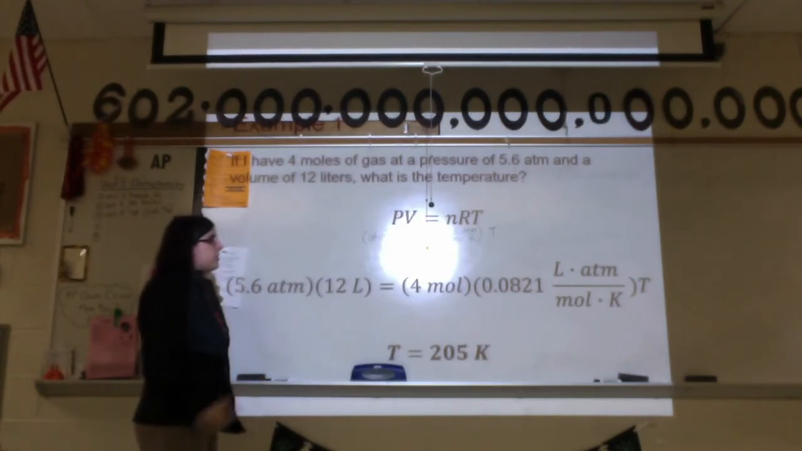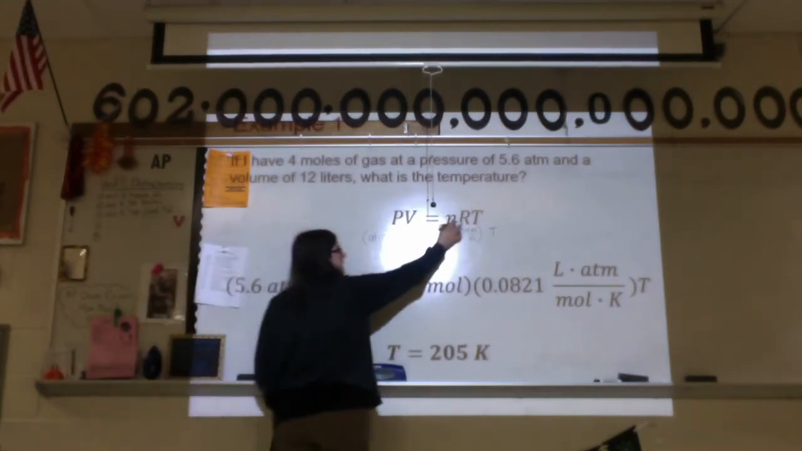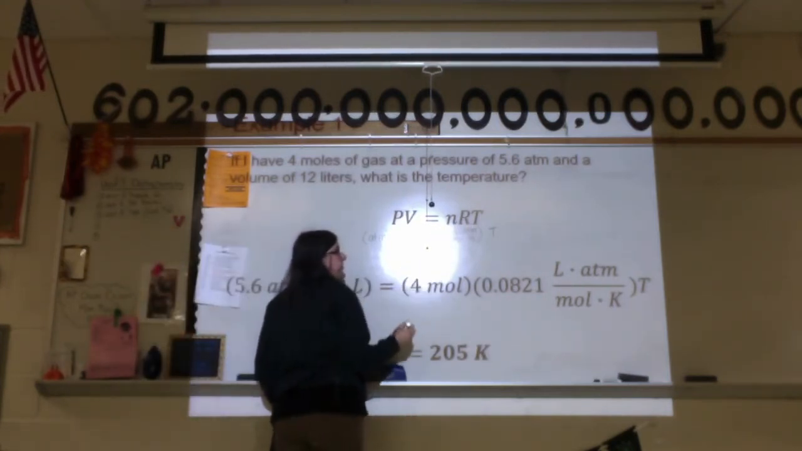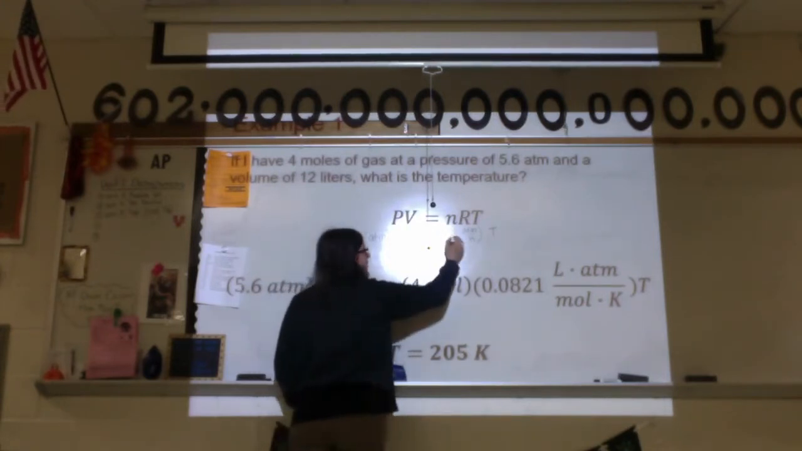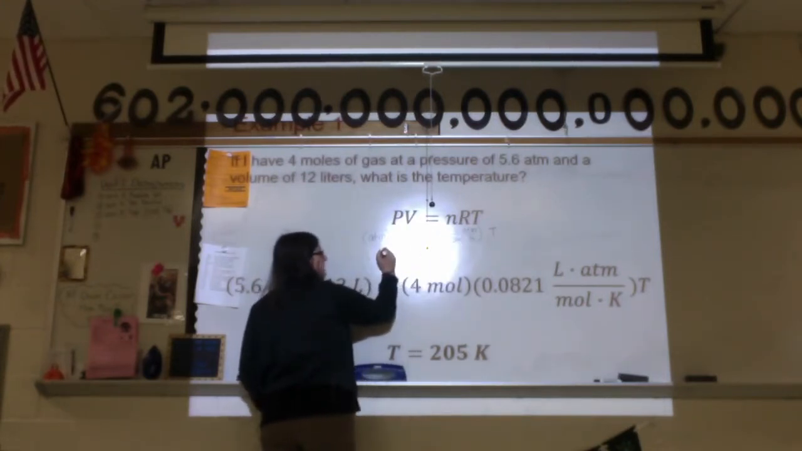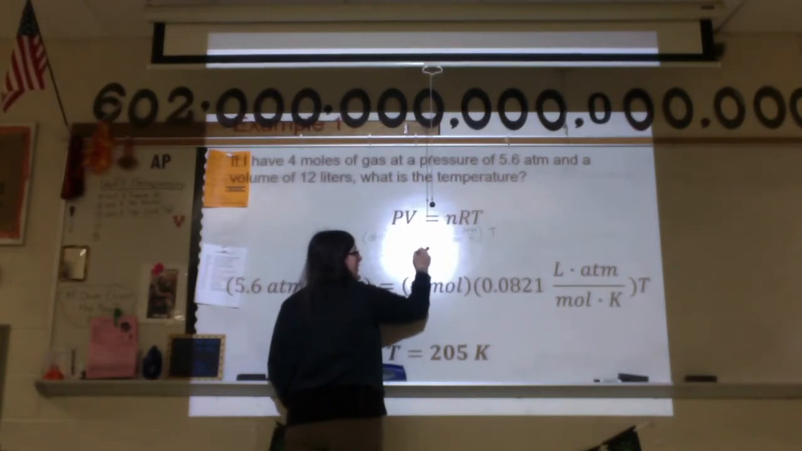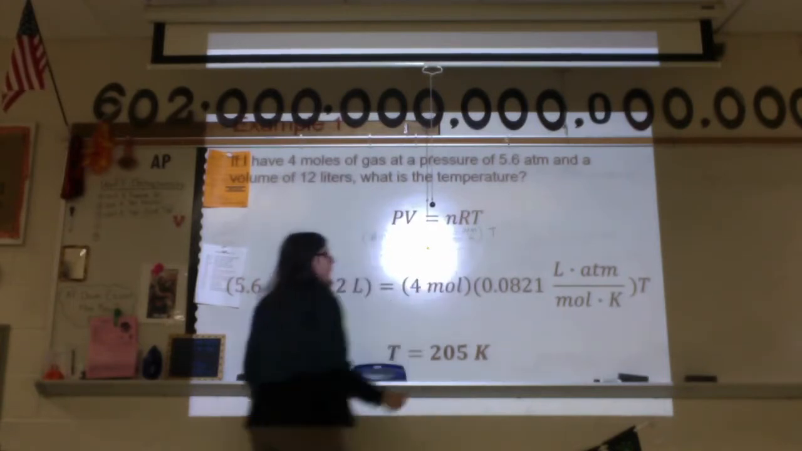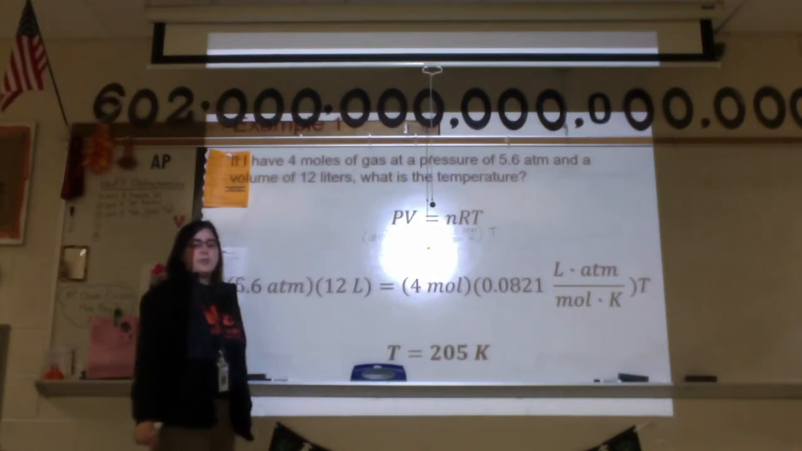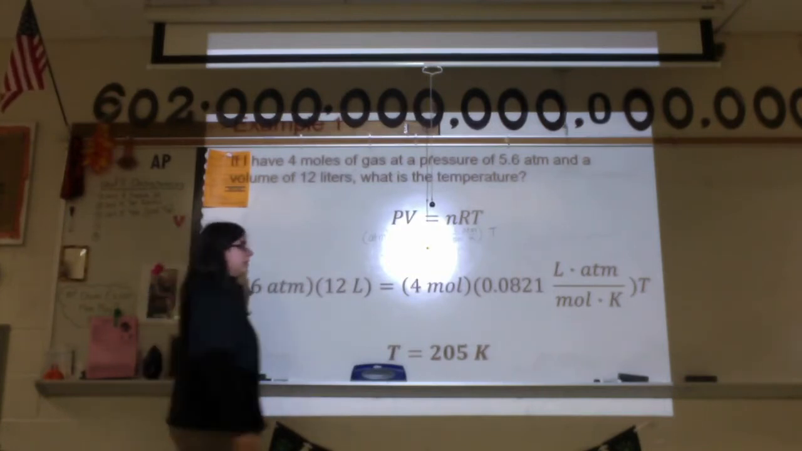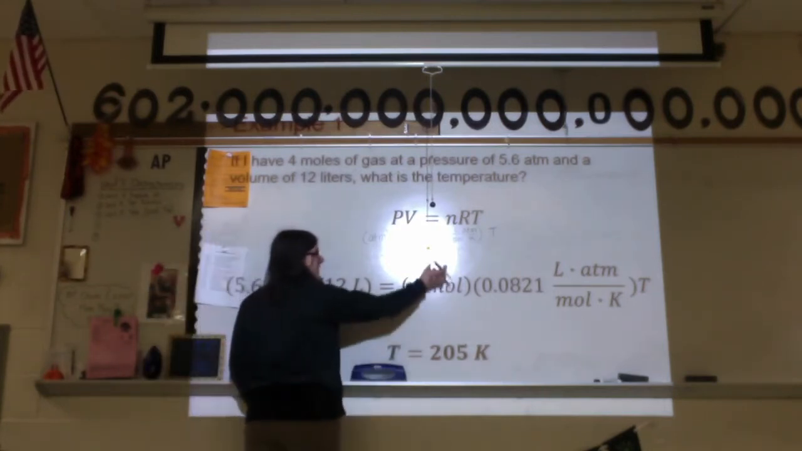So when I multiply n times R, what happens to the moles? They cancel. So now I'm left with liters times atmospheres, equals liter times atmosphere over Kelvin times temperature. So what do I have to do to get temperature on its own? Divide by liter atmosphere over Kelvin.